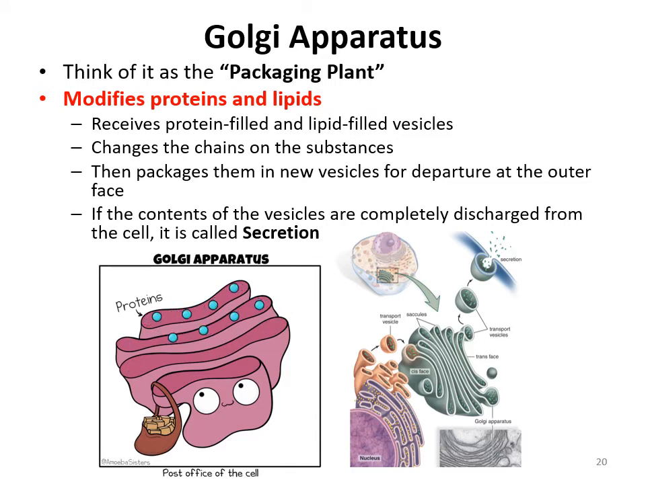Now, if they are shipping a vesicle containing these modified proteins and lipids completely outside of the cell, we call that secretion. The cell has secreted those substances. And the way that they do that is the vesicle, you'll see in this picture, merges with the cell's membrane and then spits out its contents. Okay? So remember that the ER was producing the proteins and the lipids and putting them in a vesicle to ship to the Golgi, which then modified them further and shipped them out of the cell or to a different part of the cell.